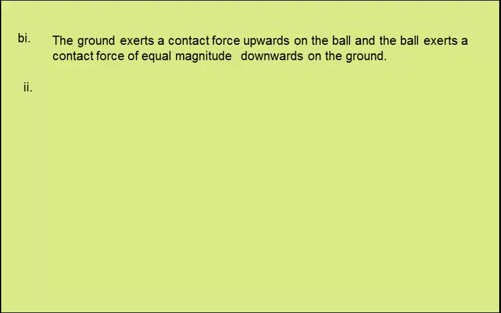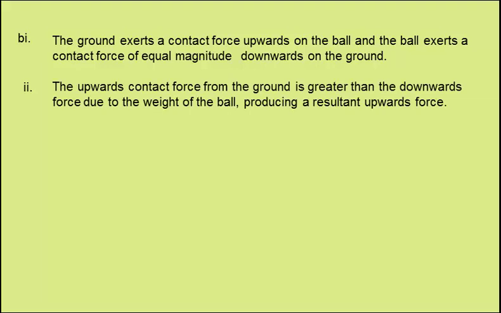In part 2, we need to explain why there is a resultant upwards force on the ball. Well, the upwards contact force from the ground is greater than the downwards force due to the weight of the ball. This produces a resultant upwards force.